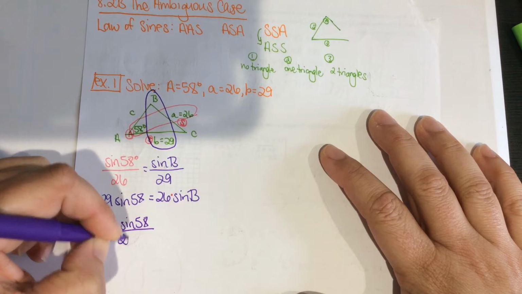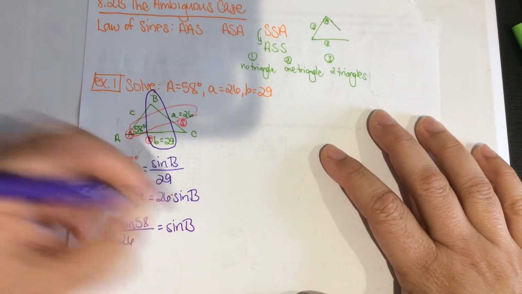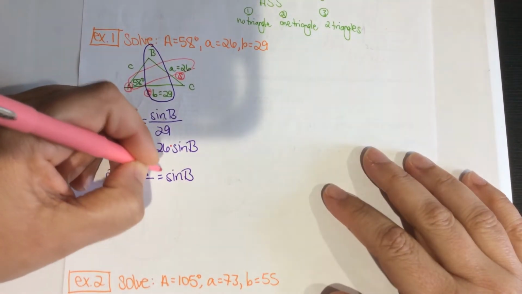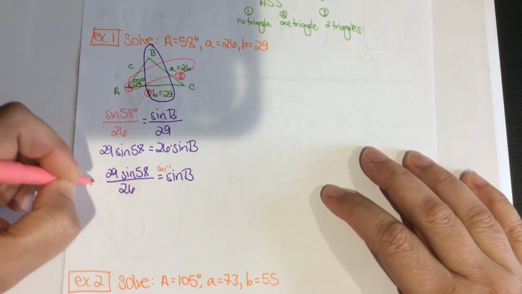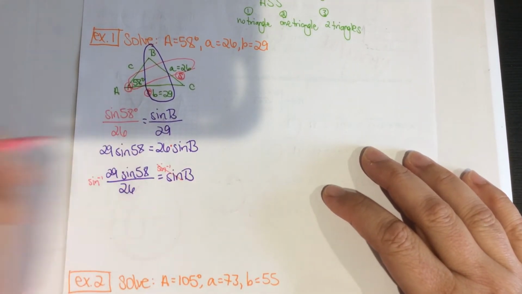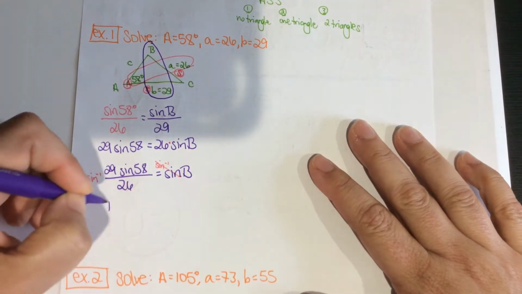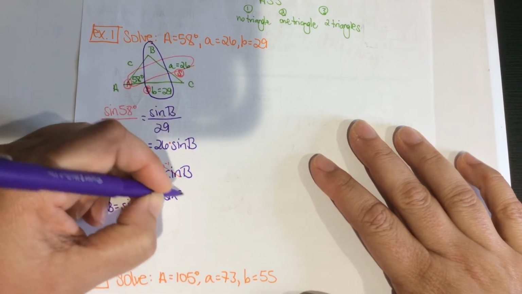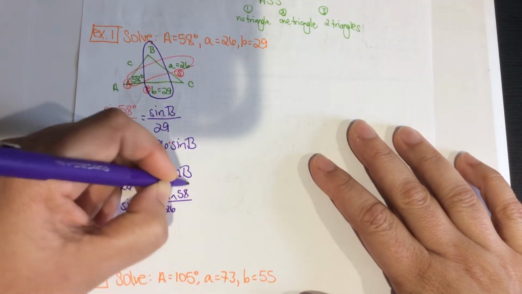Don't bust out your calculators yet. Okay, so dividing to get rid of that 26 that's attached with multiplication. And then now pause me for a second and think about how we're going to get the B by itself. Pause me. Okay, how are we going to get the B by itself? We're going to do sine inverse to undo the sine. We got to do it to both sides. Sine inverse and sine cancel out. So we end up with B equals sine inverse of 29 sine 58 over 26.